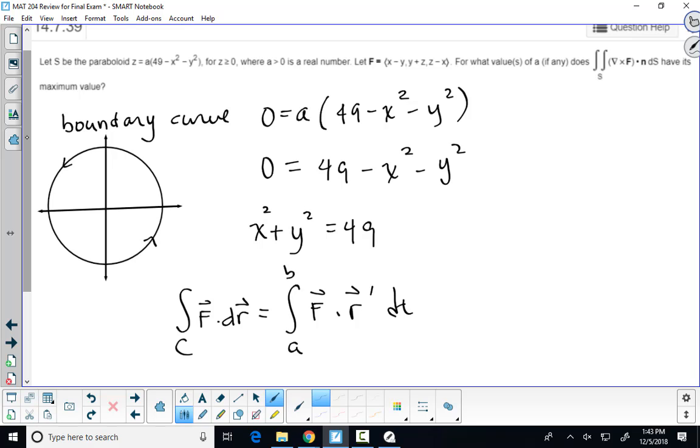The question says what value, if any? None. A does not affect the line integral. Does that make sense? Wait, so does the a in that integral relate to the a up there? This a? No. These are the standard limits of integration for the parametrization.